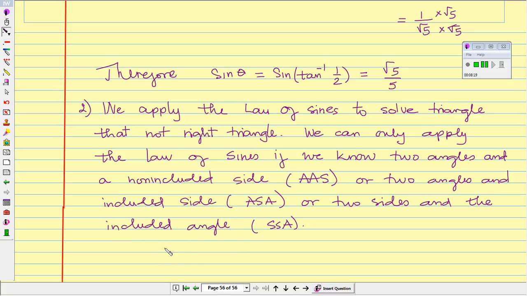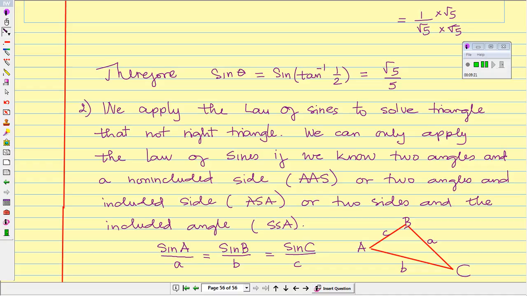So how can we write the law of sines? The law of sines says that sine of angle A over the side opposite angle A equals sine of angle B over the side opposite angle B equals sine of angle C over the side opposite angle C. We use an uppercase letter to represent the angle and a lowercase letter to represent the side opposite the angle. So that's the law of sines.